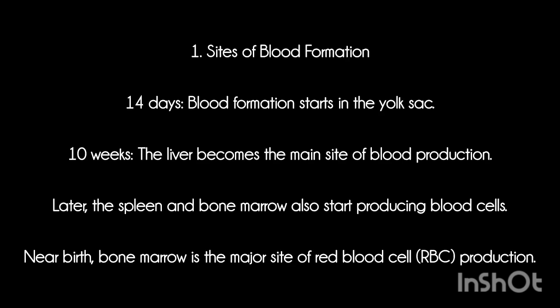1. Sites of blood formation. 14 days. Blood formation starts in the yolk sac. 10 weeks. The liver becomes the main site of blood production. Later, the spleen and bone marrow also start producing blood cells. Near birth, bone marrow is the major site of red blood cell (RBC) production.